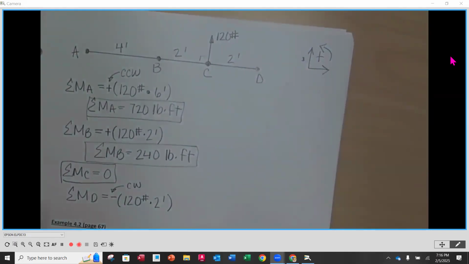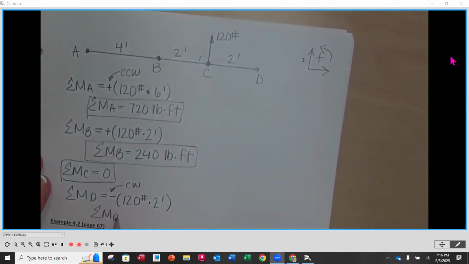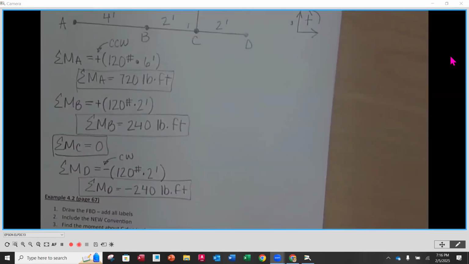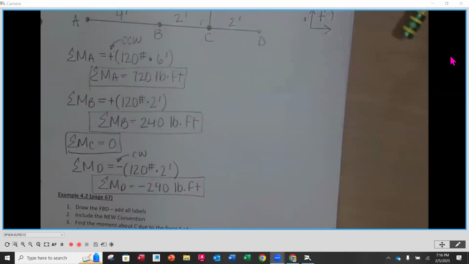So this means that the sum of our moments around D is going to be equal to a negative 240 pound-feet. Now, you might say, well, torque, you say foot-pounds. But is moment a torque? Force times distance. It's going to be pound-feet. So get used to that. And that's how it's done. Remember, it's not the same. So any questions on that one?